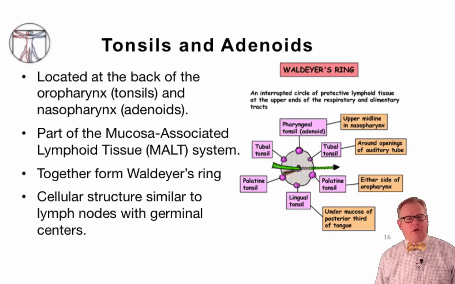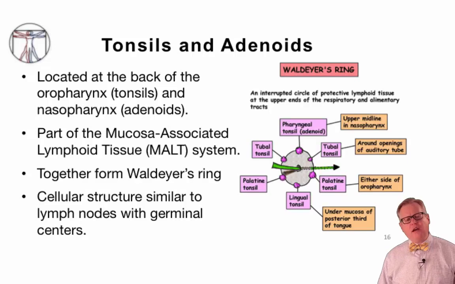The tonsils and adenoids are a sort of specialized lymph node. They've got a cellular structure very similar to lymph nodes with germinal centers that have B cell and T cell zones. And together, the tonsils and adenoids form a ring around the posterior oropharynx and nasopharynx so that they can sample all of the antigen that comes in through the mouth by virtue of either breathing or eating, and this allows the immune system to be exposed to all of those things.